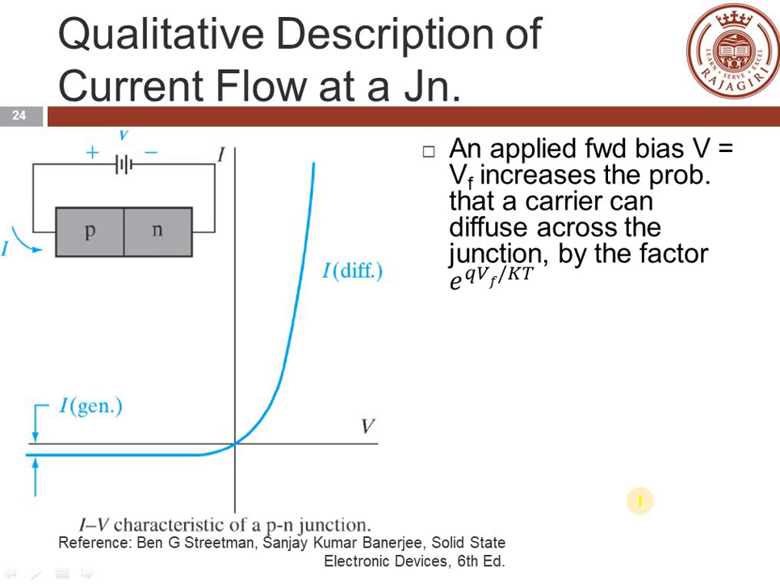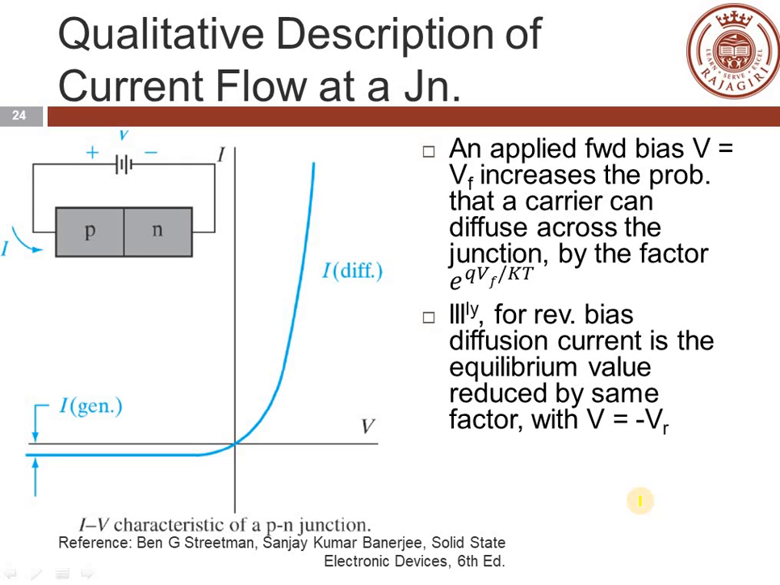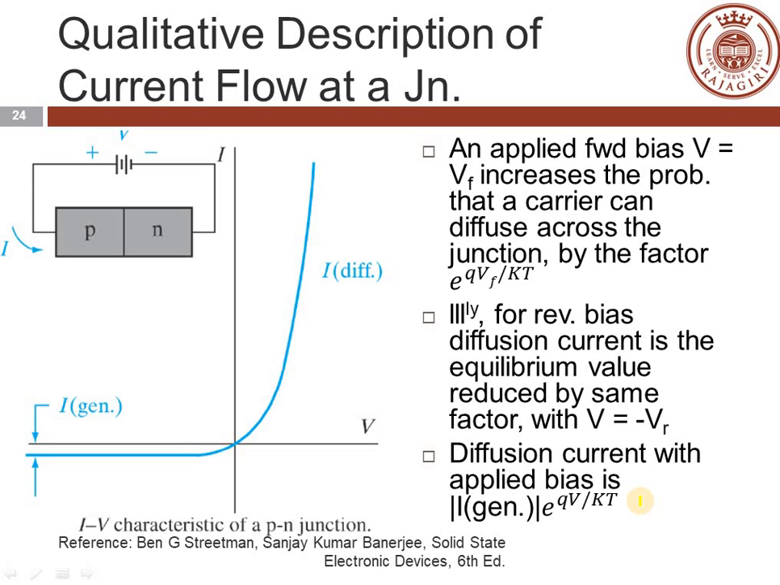Now, if you are applying a forward bias V equal to VF, that will increase the probability that a carrier can diffuse across the junction by the factor e to the power Q VF by KT. Similarly, for reverse bias, the diffusion current is the equilibrium value reduced by the same factor with V equal to minus VR. So the diffusion current with applied bias can be written as modulus of I generation into e to the power QV by KT, where V may be plus VF or minus VR.